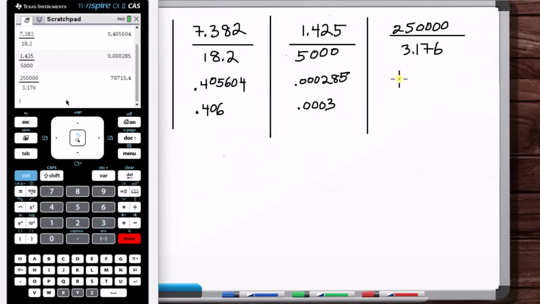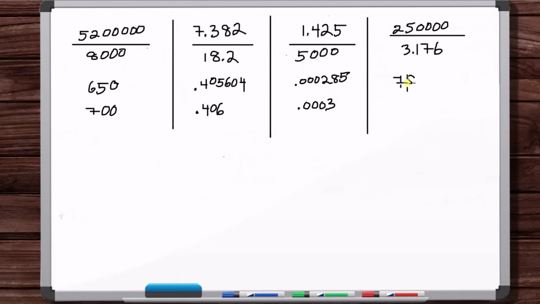Seven eight seven one 5.4. Okay, 3 or 4 significant digits here and 2 significant digits here. So we're going to round this to 2 significant digits.